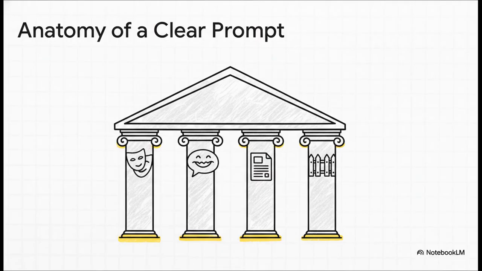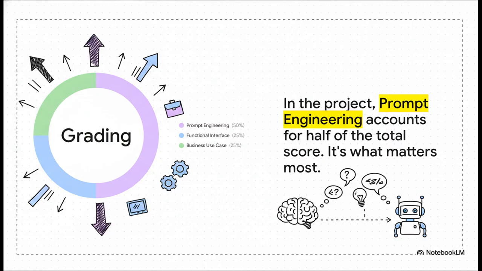These 4 elements, role, tone, format, and constraints, are the pillars of great prompt engineering. You have to define the AI's role, set the tone, specify the format, and add some boundaries. If you can master these 4, you will unlock the AI's true potential. And just to show you how much this really truly matters, in the project this is based on, prompt engineering accounts for a full half of the final score. The interface and the business case are important for sure, but the quality of your prompts is what creates all the value.